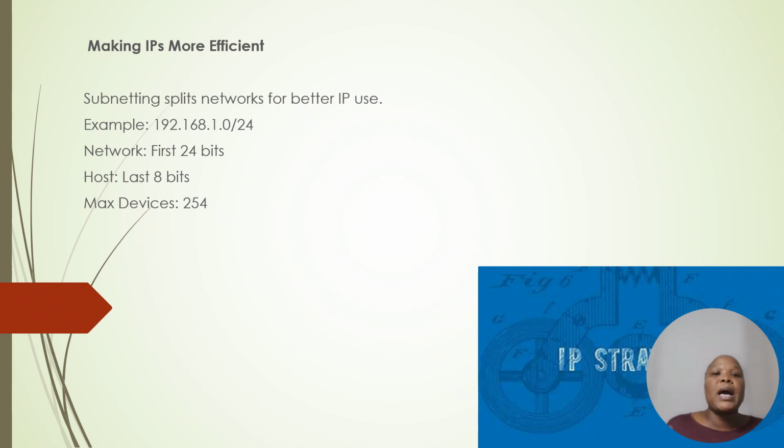So for example, we have 192.168.1.0/24. The /24 means the first 24 bits are for the network, so the remaining 8 bits can represent devices, which allows up to 254 devices in that group.